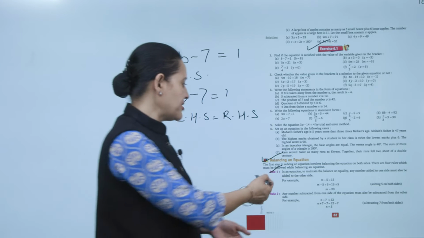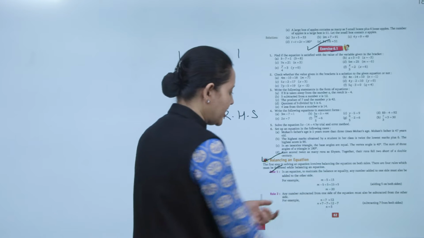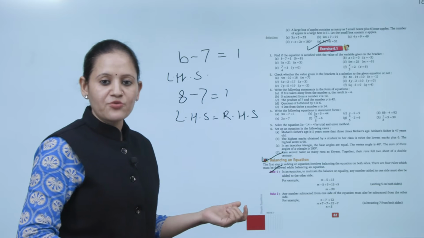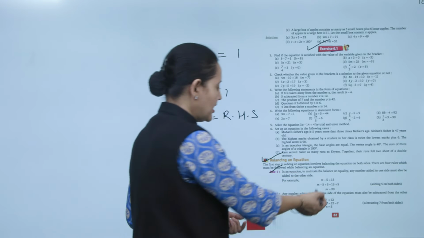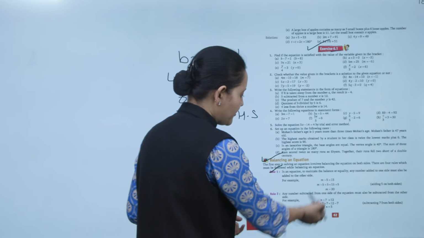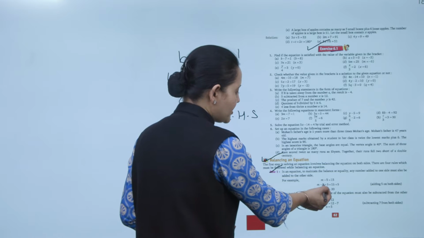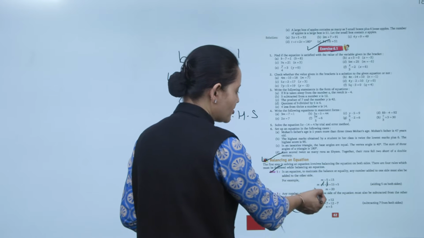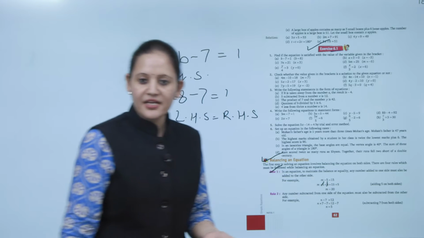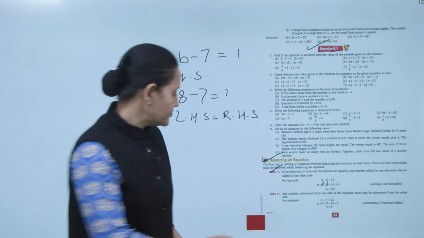So, here we have to eliminate 5. So, we will add 5 to the left hand side. So, we have to add 5 to the right hand side as well. So, in m minus 5, the 5 will cancel. So, m equals 20. Clear?